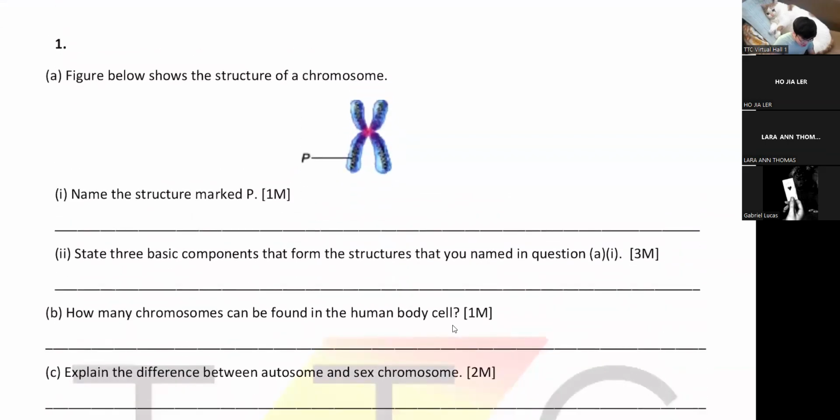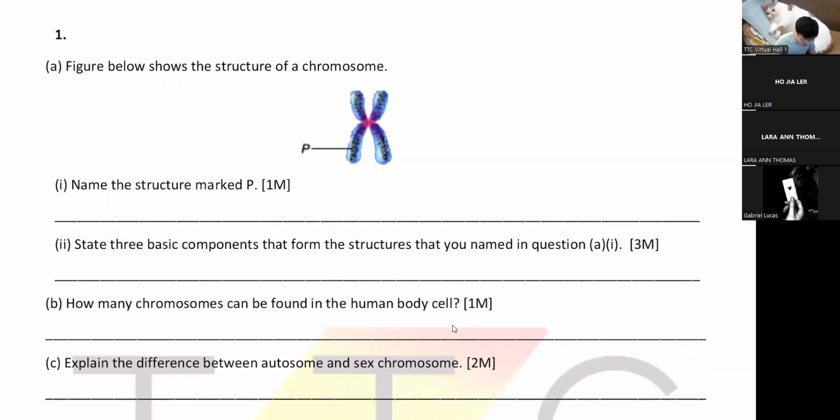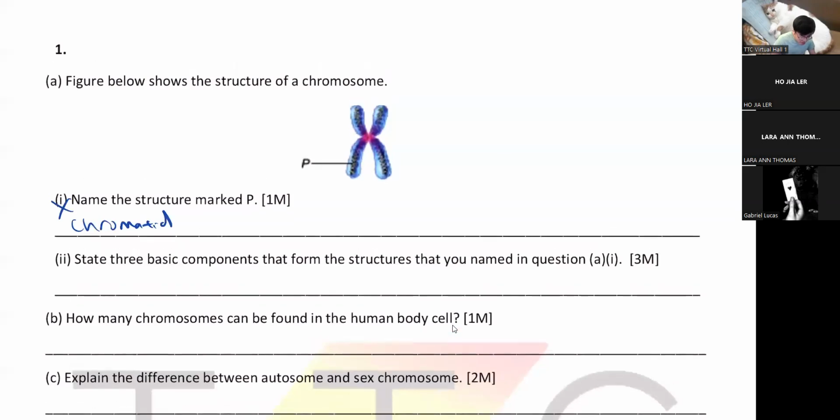Let's go to page 16. So the figure below shows the structure of a chromosome. If you still remember what a chromosome is, every one of your cells has 46 chromosomes inside, because this is your DNA. All right, so name the structure marked P. You can say this is your chromatid or your sister chromatid. Okay, guys, this is not really important, but I do want you to know this. This is called a chromosome, right? When you take one strand out, that is going to be your DNA.